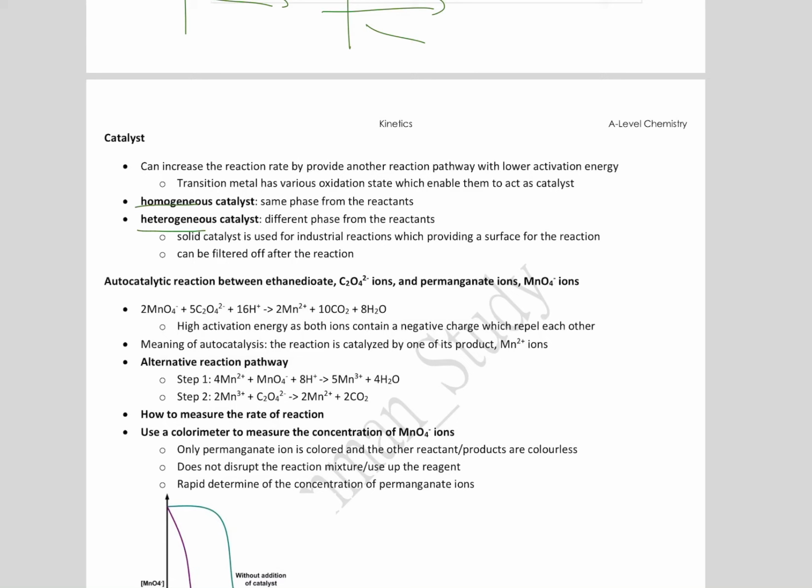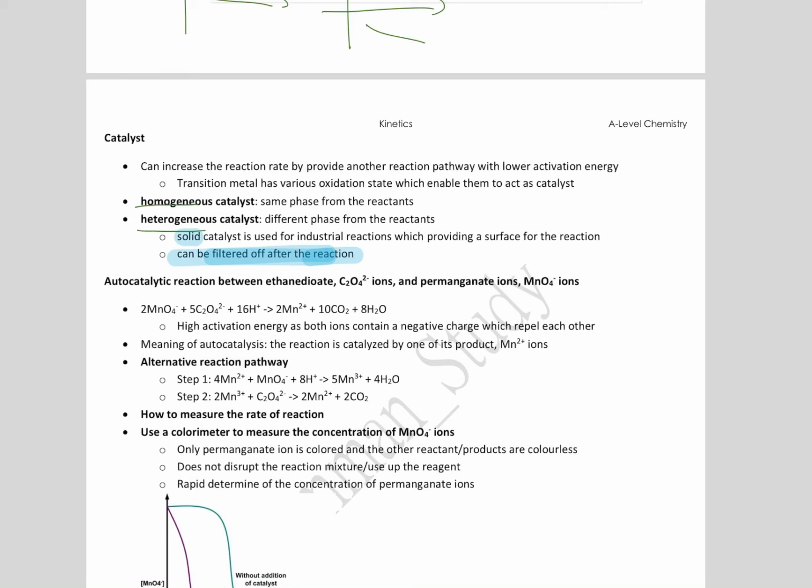Then for heterogeneous catalysts, most of the time it will be a solid catalyst. Then the advantage is that they can be easily removed by filtration, because they are in solid form. The other reactants must be maybe a liquid, maybe a gas, at least something other than solid. That's why you can easily remove the solid catalyst from the mixture.